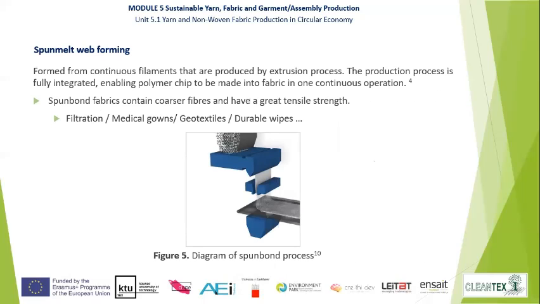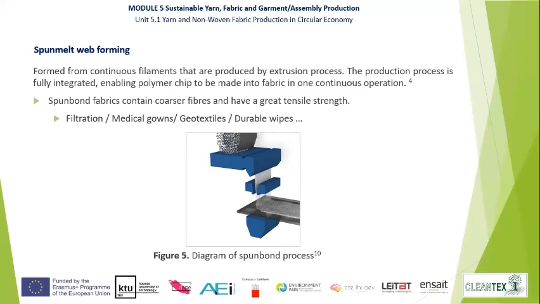The second web forming process is spun melt. In spun melt, the web is formed from continuous filaments that are produced by extrusion process. The production process is fully integrated, enabling polymer chip to be made into fabric in one continuous operation.